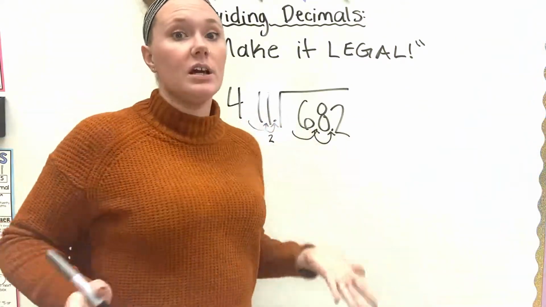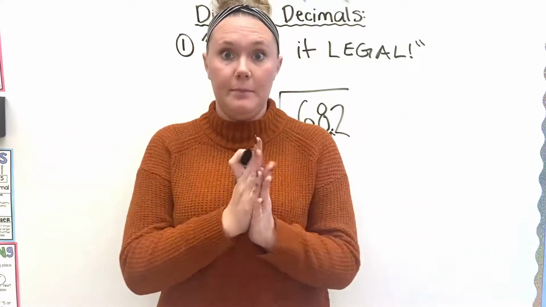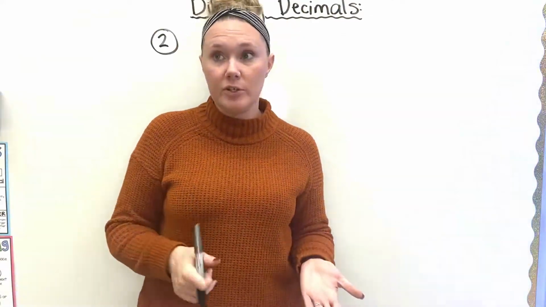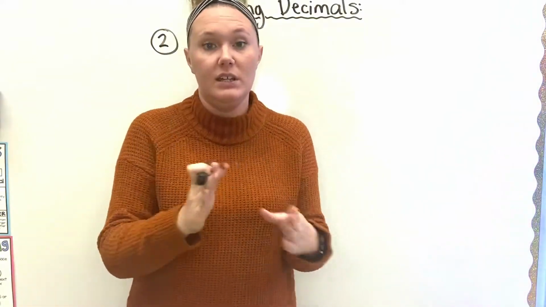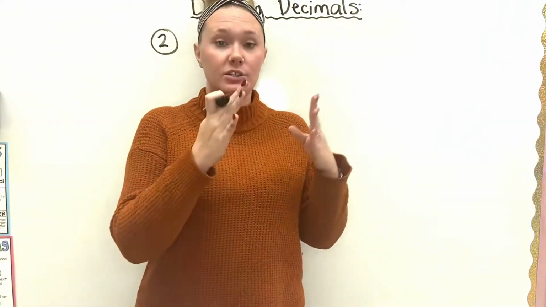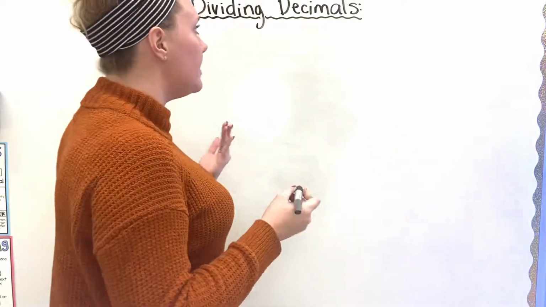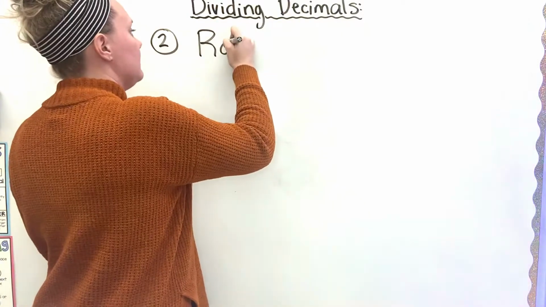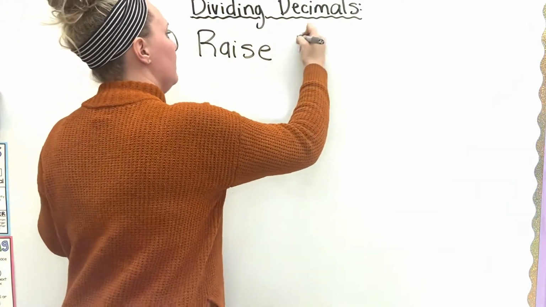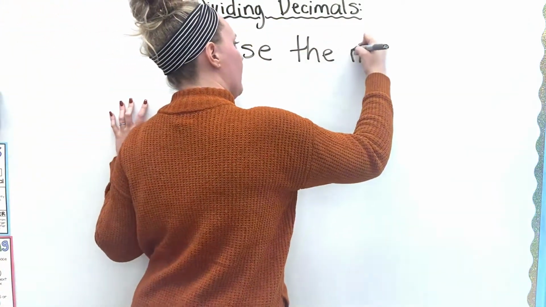All right, so let's talk about the second step now. Okay, so I know my first step is to make it legal, which means get that decimal point outside of the house, get it to the very back, and then do the same thing to the inside. So once I make it legal, my second step is to raise the roof.